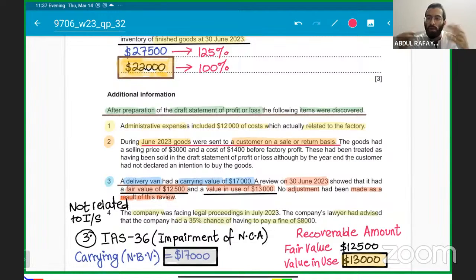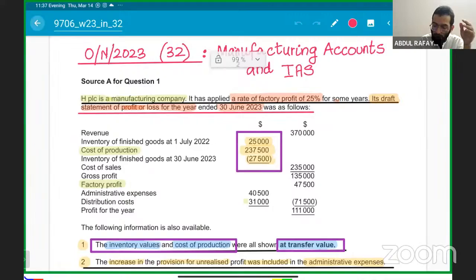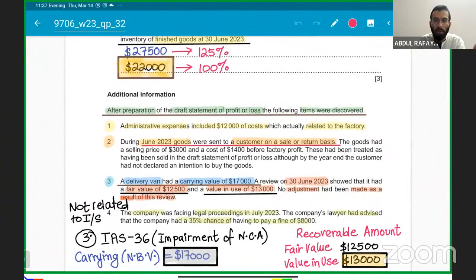So if the goods are sold, they will make the payment, otherwise they will return the goods. Okay, the goods will be returned. So what happened was that this manufacturing company, HPLC, sent the goods to customers on the sale or return basis.